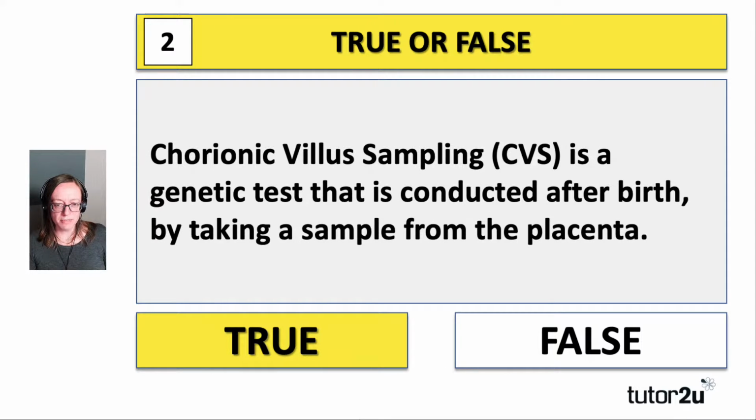Okay, chorionic villus sampling, CVS, is a genetic test that is conducted after birth by taking a sample from the placenta. Is this true or is this false? So CVS, is that a genetic test conducted after birth by taking a sample from the placenta? True or false? Okay, Payal is saying false. Payal, can you tell me what is wrong with that statement, please? Kamaljit, same, saying false. Why? What's wrong with it? Chisholm, same. What is incorrect on that statement?